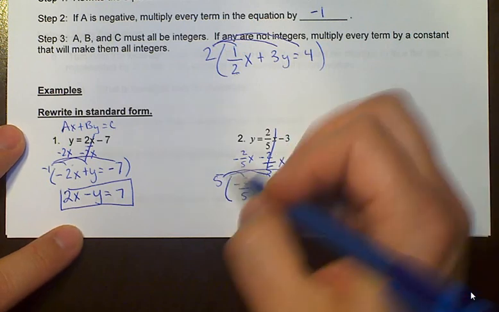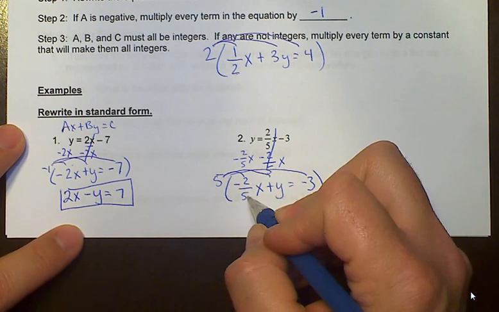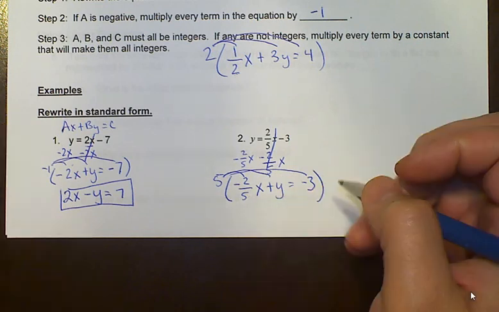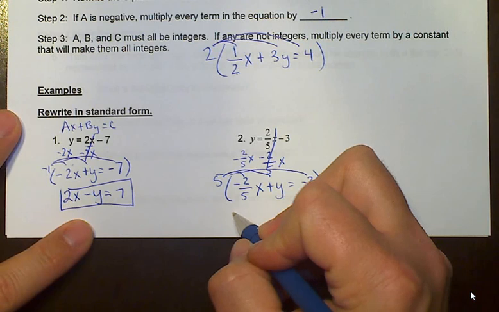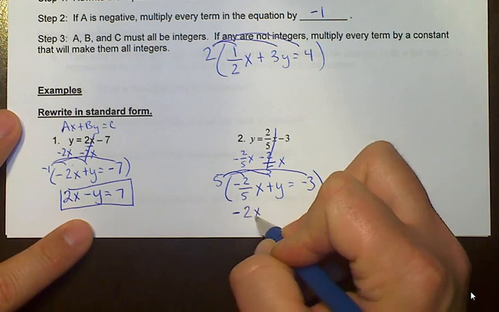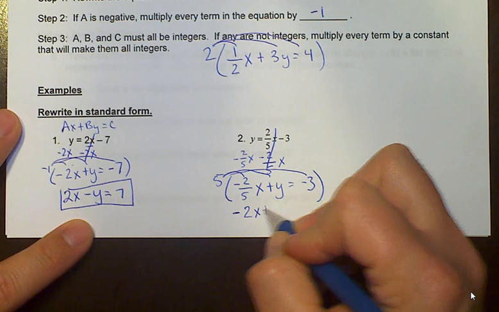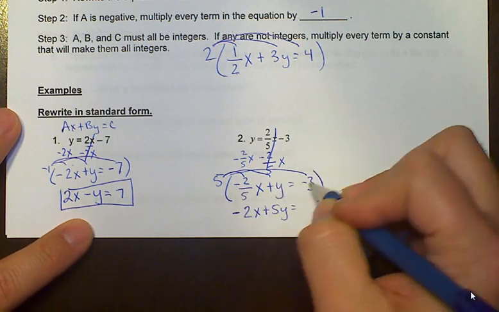So I'm gonna multiply everything by 5. Okay, so 5 times negative 2/5. If you guys need to put that in your calculator, you can, but it's going to be negative 2x. 5 times y is 5y. And 5 times negative 3 is negative 15.